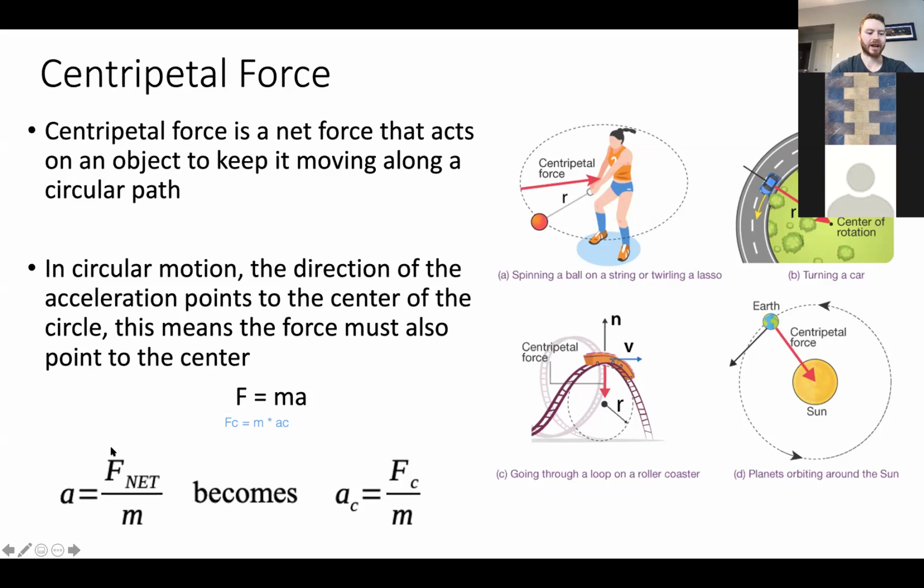Okay, you guys have this formula on your formula sheet. a is equal to F net over m, and with a simple substitution it becomes ac, so centripetal acceleration is equal to the centripetal force divided by the mass of the object that's rotating.